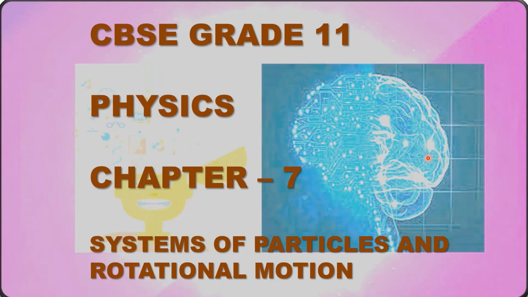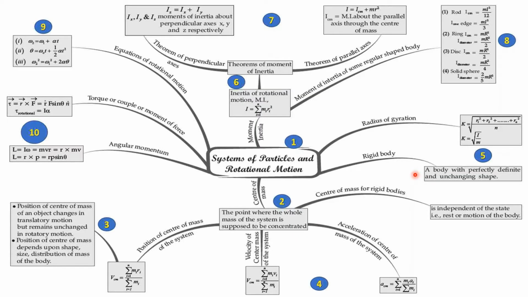Hi guys, today we are looking at the chapter Systems of Particles and Rotational Motion. Now, this is the 7th chapter of your physics syllabus in grade 11. In order to complete this chapter in one video, we're using a mind map. So, let's begin. This is the mind map that we're going to be using.